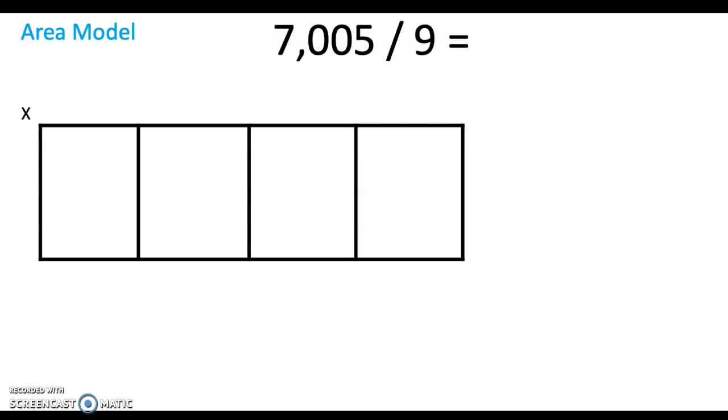7,005 divided by 9 using the area model. First, let's label our place values. Also, make sure that you have 4 boxes for your 4 place values, for your thousands, your hundreds, your tens, and your ones.